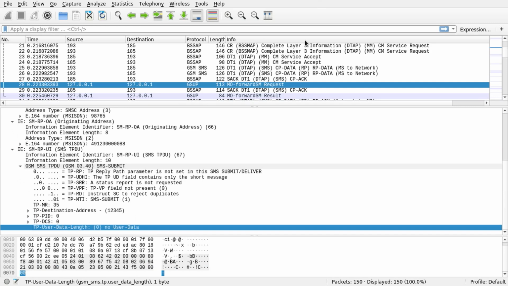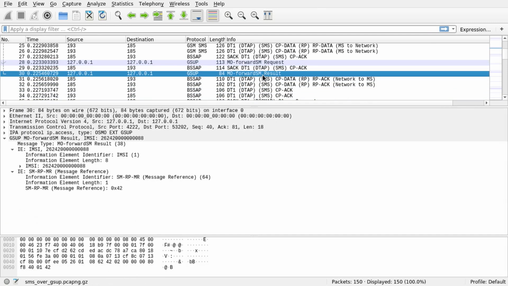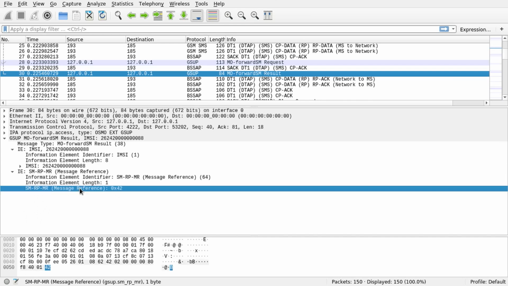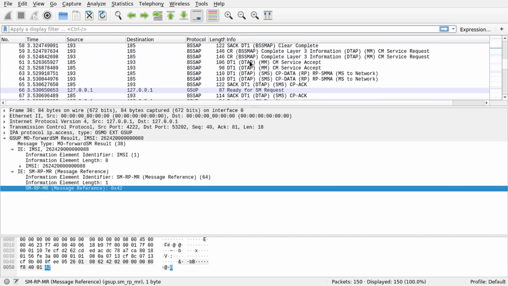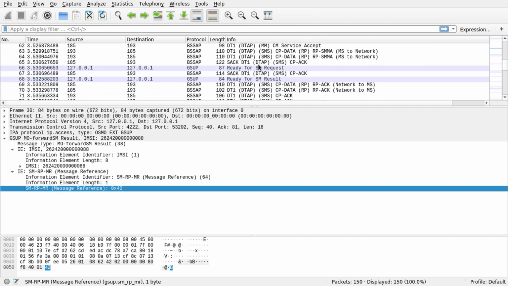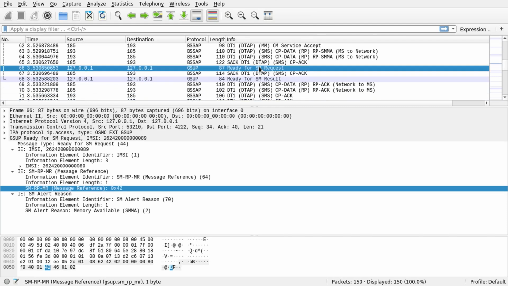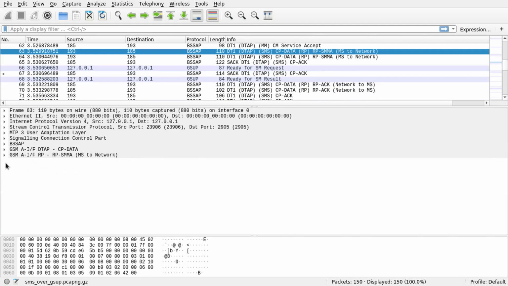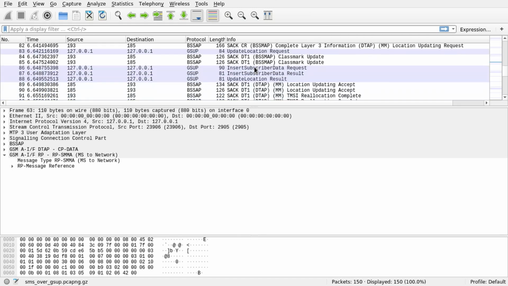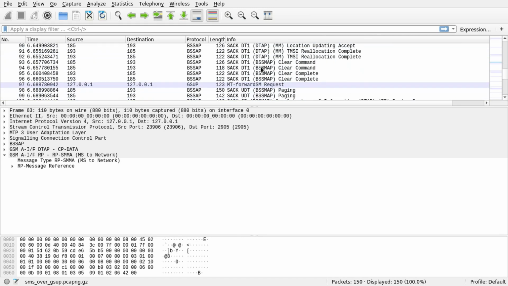And then we receive an acknowledgement for that message reference. It means that the SMS was delivered. There is also, I think, ready for short message. Yes, it's when the mobile station notifies that it has some memory available, so we just forward it to the HLR, to the SMS center.